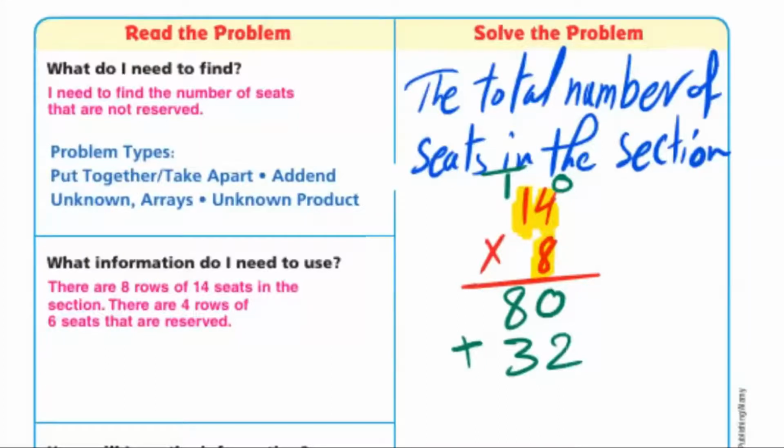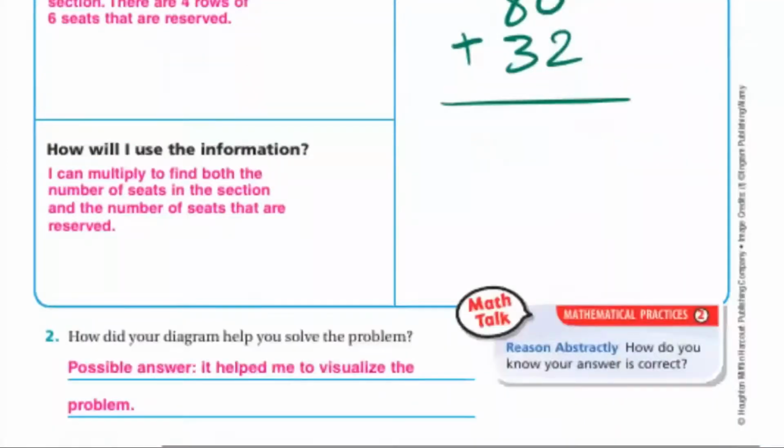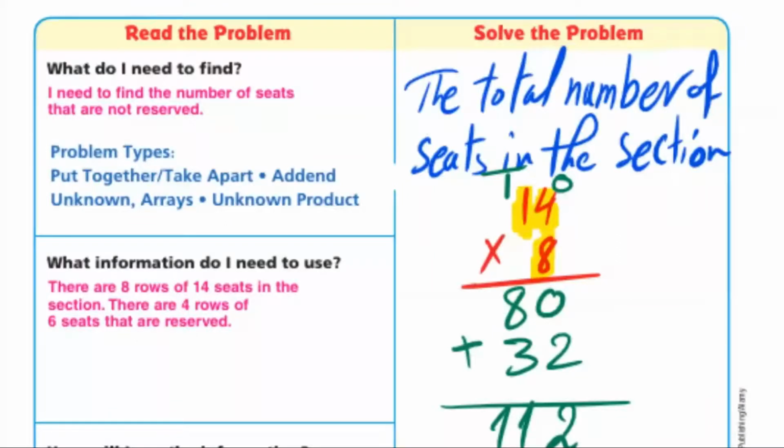How can we add them? Let's add together. 0 plus 2 equals 2. 8 plus 3, 11. Excellent. So 112 seats is the total number of the seats in the section.